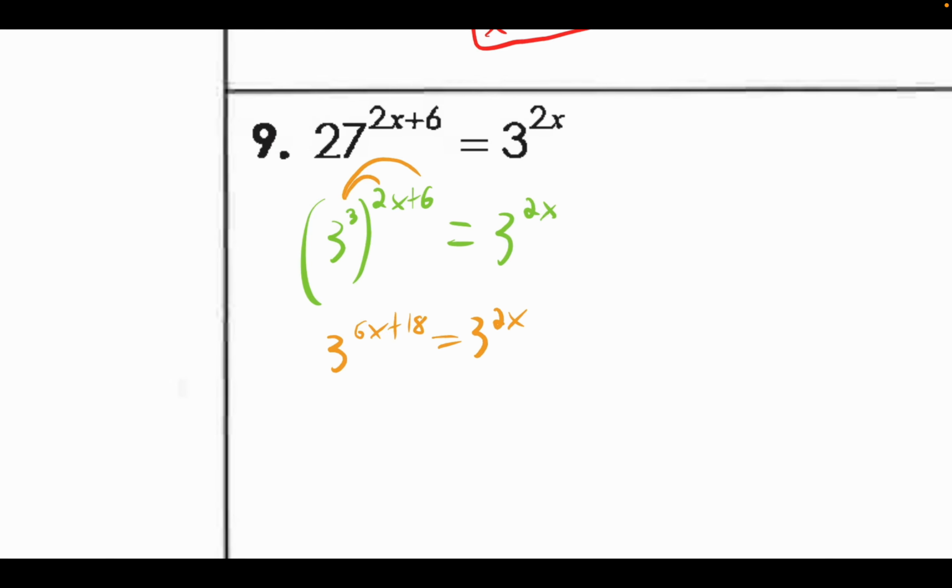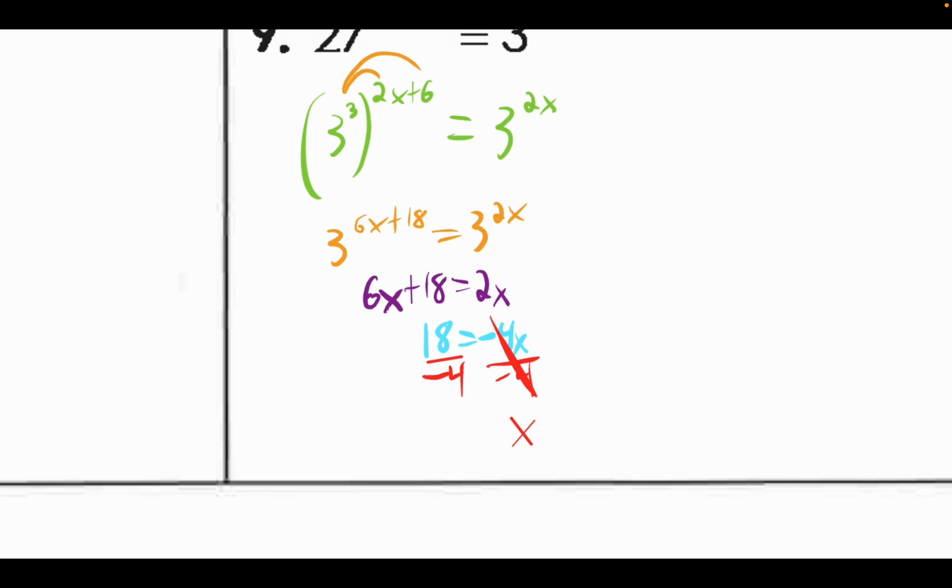And now, since we have the common base of 3, we can set the exponents equal to each other and get 6x plus 18 equals 2x. Subtract 6x from both sides here in this case to get it away from the 18, even though it's the bigger x. I'll get 18 equals negative 4x. And we're going to get a fraction here in our final answer, and that's okay. Divide both sides by negative 4. And we end up getting x to equal negative 9 over 2, or negative 4.5. However you write that is fine with me. And wherever the negative is on this fraction is also fine.